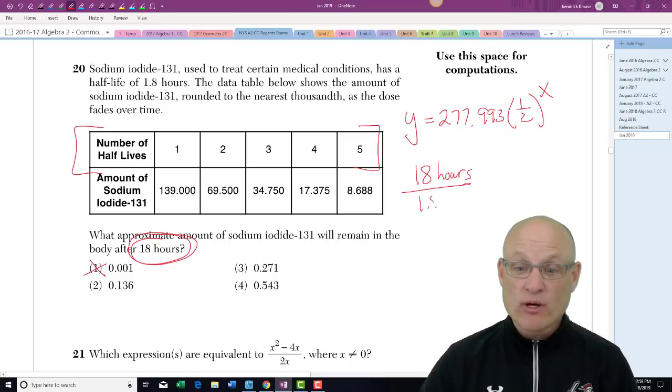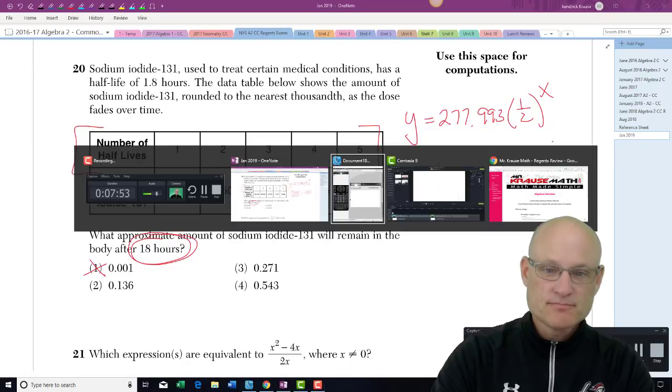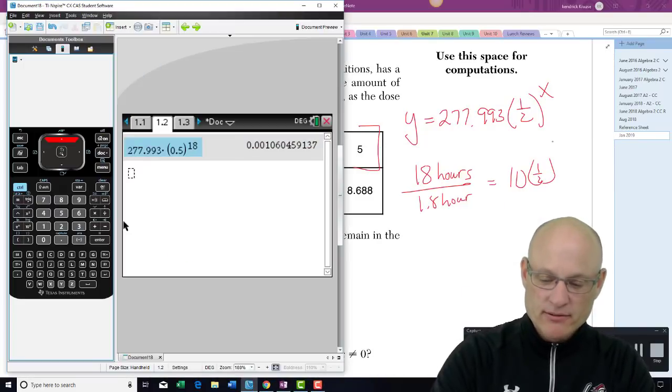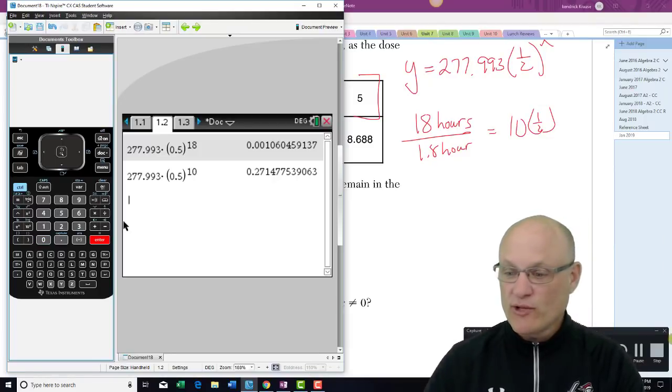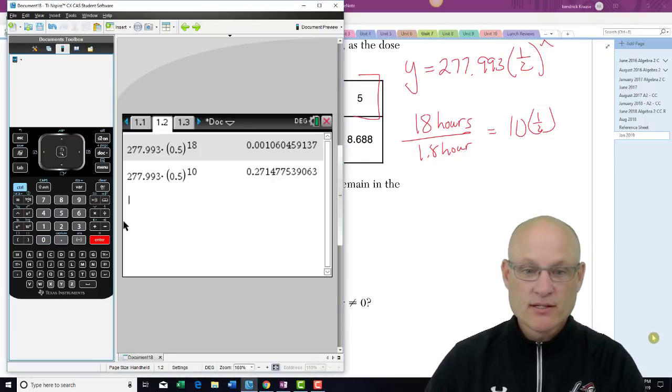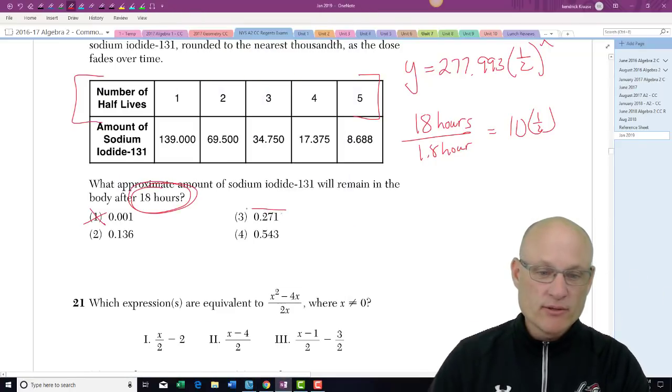divided by 1.8 hours gives us 10 half-lives. 10 half-lives. So I don't want to put in 18. I want to put in 10. And that gives me my 0.271 whatever. All right, so that's one. God bless it. That's one way to do it.